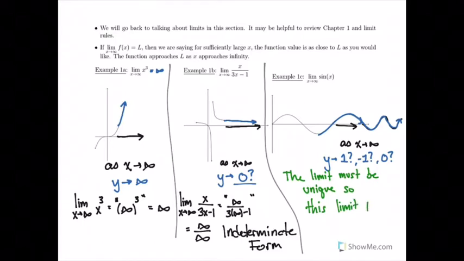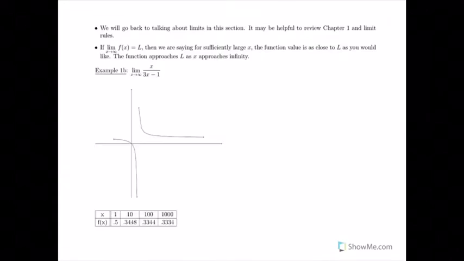It has to approach one value. We're going to see in example 1b that even though we don't know what value it approaches, it is going to approach just one value. All right, let's take a look at 1b again on the next page. And this time we're going to look at the table of values to help us out. We're going to plug in bigger and bigger x values and see what happens to the corresponding function values.